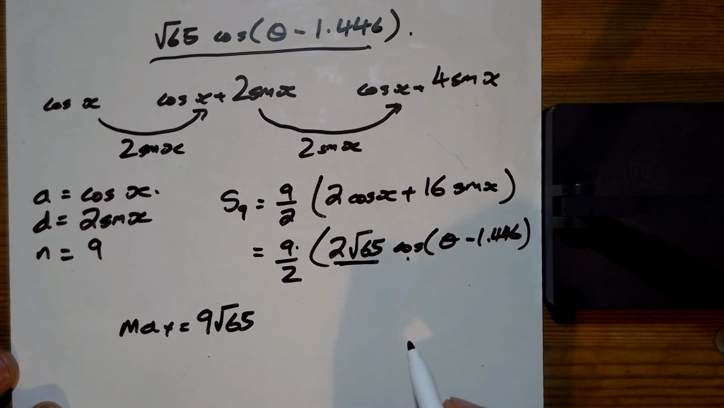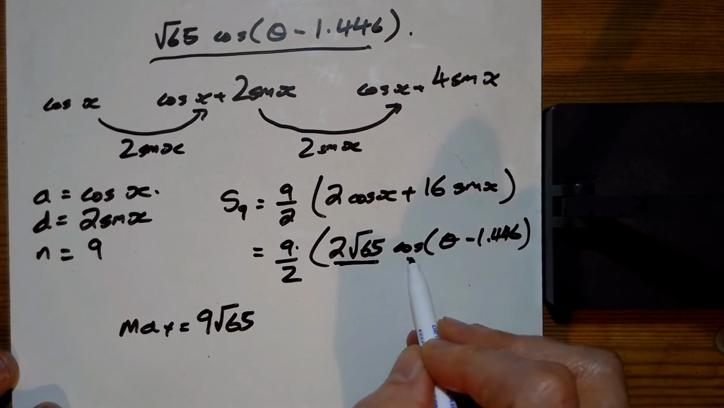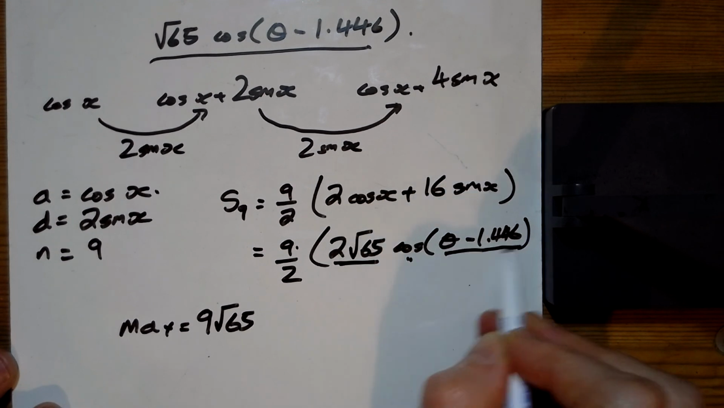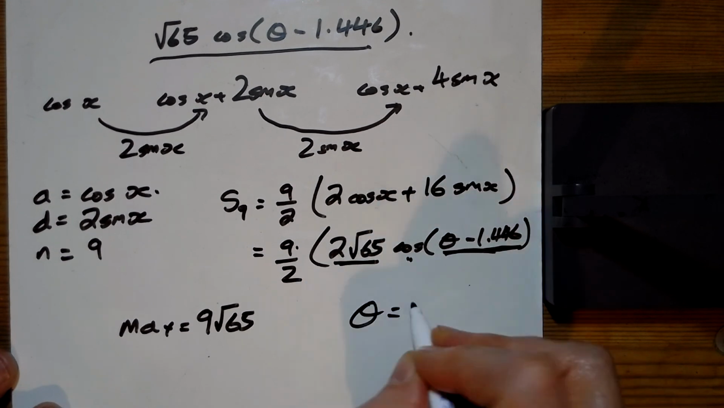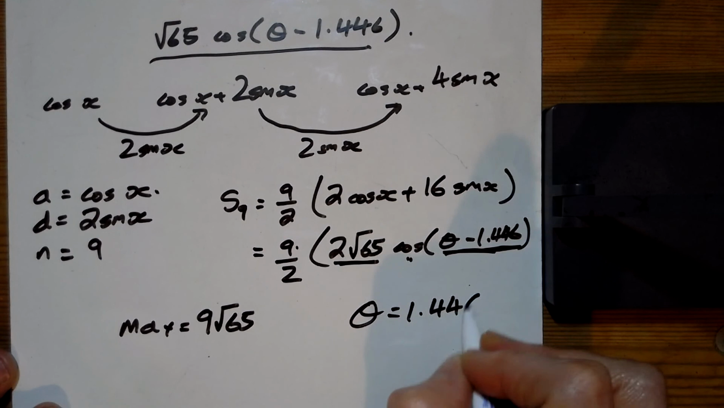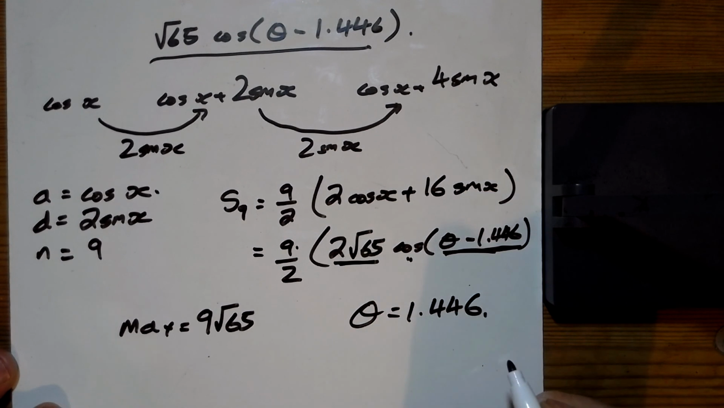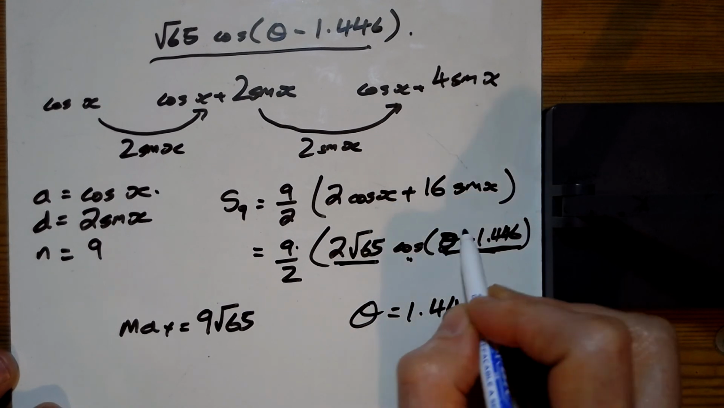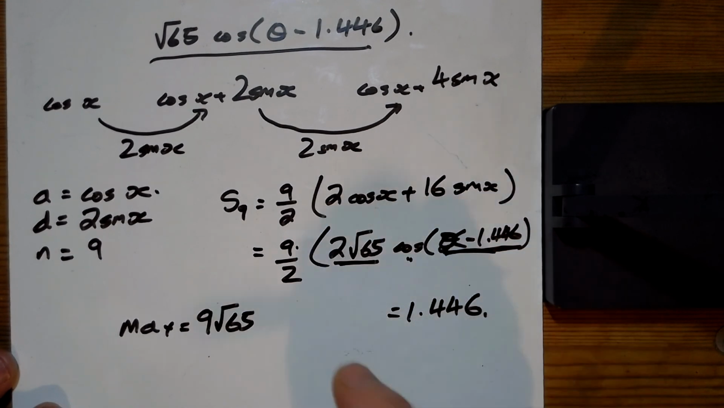And when does that happen? Well, it happens when the cos is at its highest, and the cos is at its highest at 0. So that means this needs to be 0, and theta would have to be 1.446. I might have mixed up thetas and x's there. I think I did. That should be an x. That should be an x there.